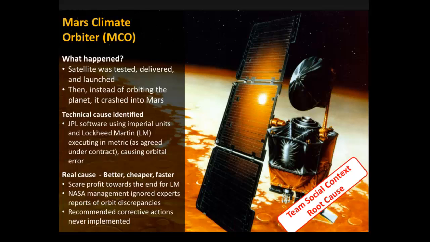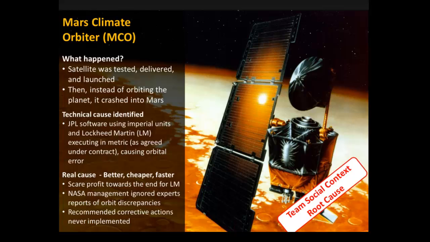Better, cheaper, faster was NASA's mantra at the time under the Goldin administration. And the result was several hundred million dollars' worth of hardware crashed on the surface of Mars. And again, Congress wants to know why you spent several hundred million dollars to make a crater on Mars.